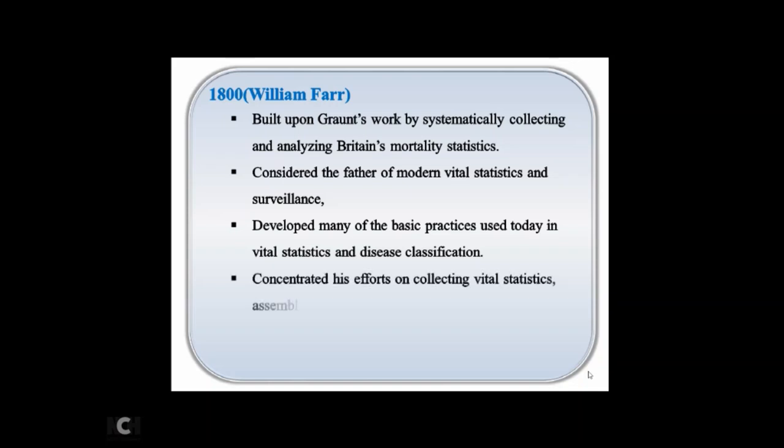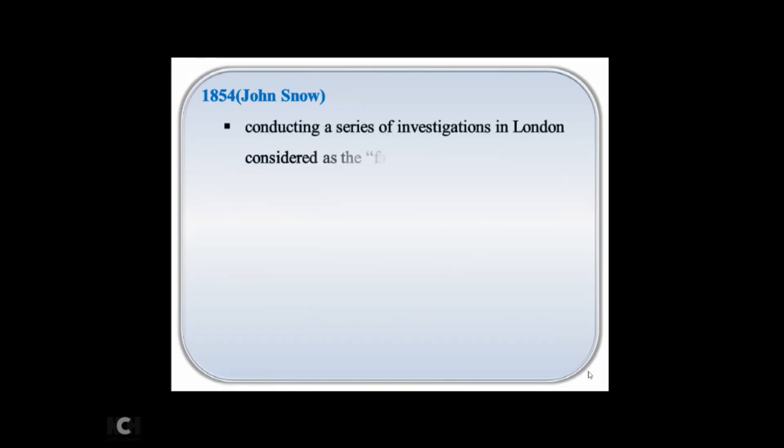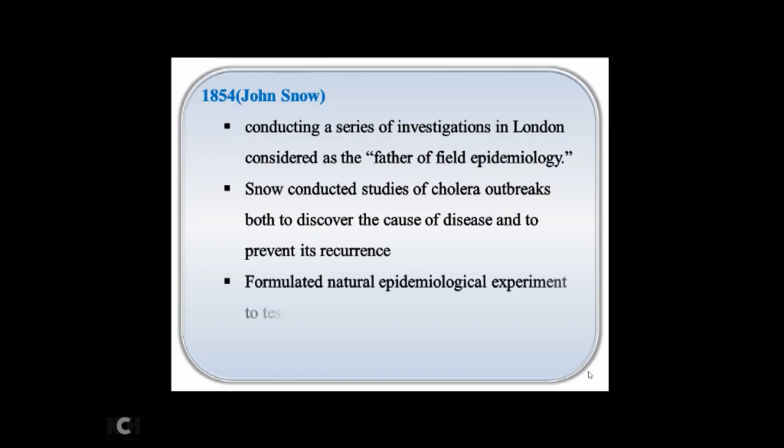He concentrated his efforts on collecting vital statistics, assembling and evaluating those data, and reporting to responsible health authorities and the general public. Around 1854, John Snow conducted a series of investigations in London, and he is considered the father of field epidemiology. Snow conducted studies of a cholera outbreak, both to discover the cause of disease and to prevent its recurrence. He formulated natural epidemiological experiments to test the hypothesis that cholera was transmitted by contaminated water.